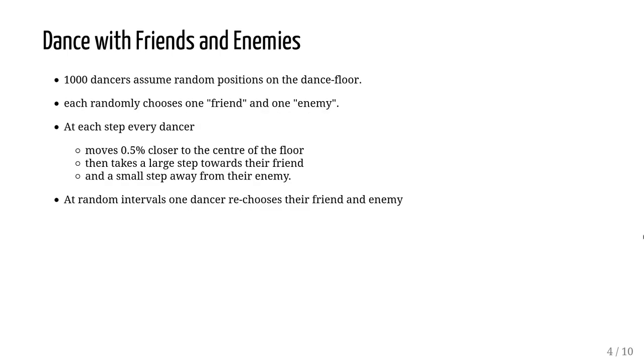The dance with friends and enemies is as follows. 1,000 dancers assume random positions on the dance floor. Each randomly chooses one friend and one enemy. And at each step, every dancer moves a little bit closer to the center of the floor, takes a large step towards their friend, and a small step away from their enemy. Also, at random intervals, one dancer will re-choose their friend and their enemy.